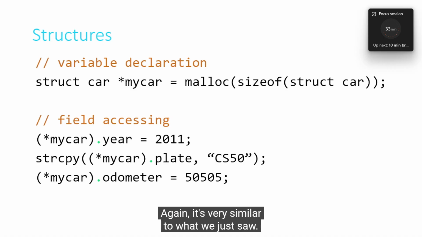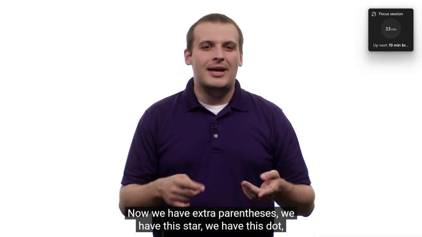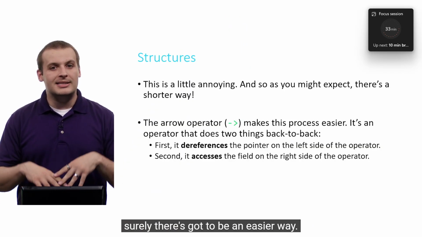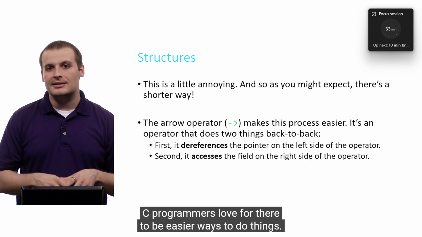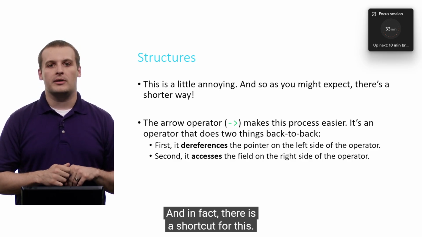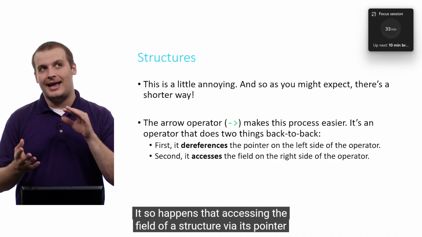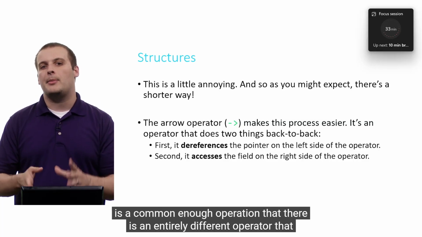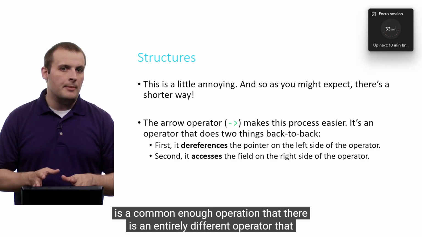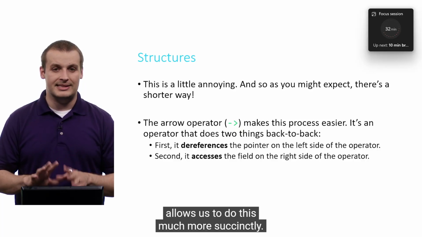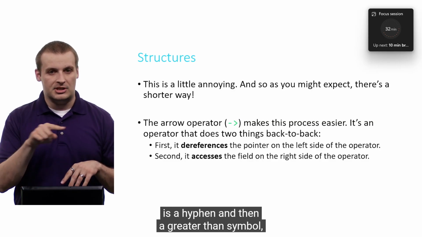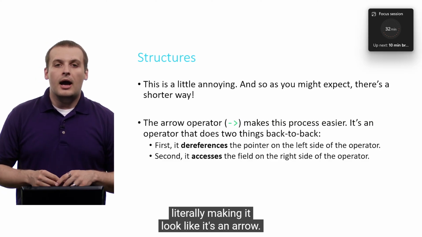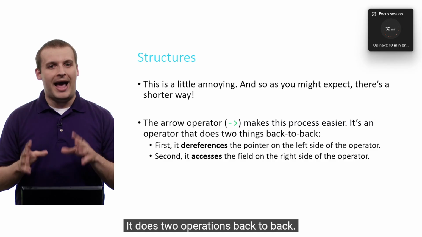Again, it's very similar to what we just saw, but the syntax here is a little cumbersome, right? Now we have extra parentheses, we have this star, we have this dot. Surely there's got to be an easier way. C programmers love for there to be easier ways to do things, and in fact, there is a shortcut for this. It so happens that accessing the field of a structure via its pointer is a common enough operation that there is an entirely different operator that allows us to do this much more succinctly, and it is called the arrow operator, which is just a hyphen and then a greater than symbol, literally making it look like it's an arrow.